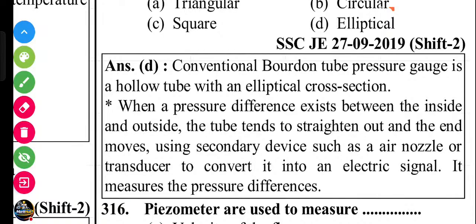A conventional Bourdon tube pressure gauge is a hollow tube with an elliptical cross section. When a pressure difference exists between the inside and the outside, the tube tends to straighten out and the end moves, using a secondary device such as a nozzle or a transducer to convert it into an electric signal. It measures the pressure difference.